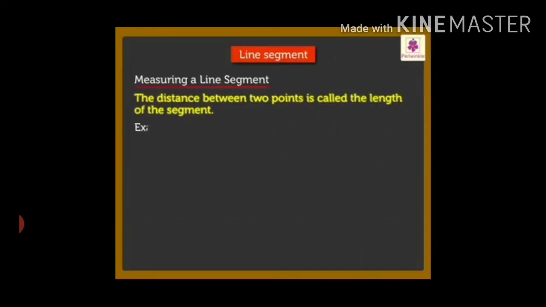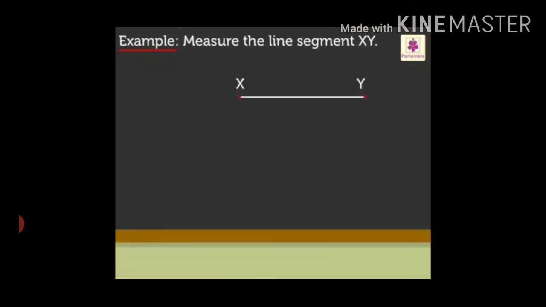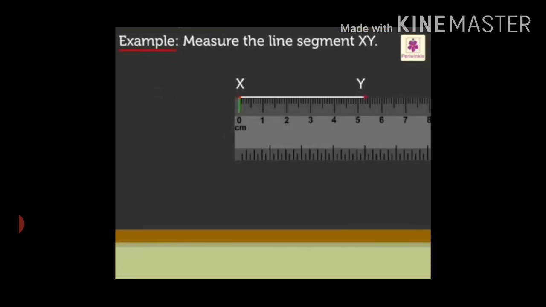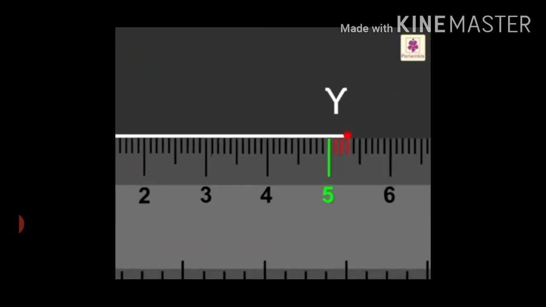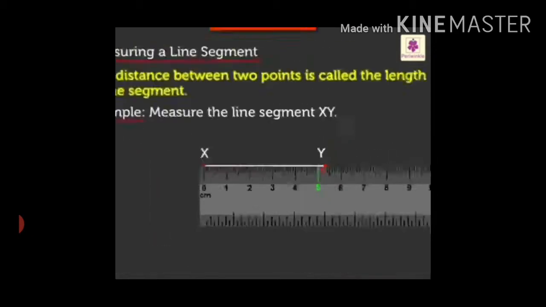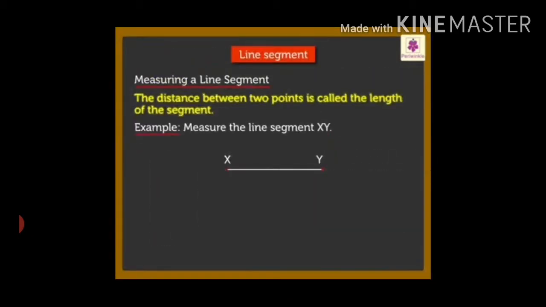Now, let's solve an example. Measure the line segment XY. Thus we say the length of line segment XY is equal to 5.3 centimeters.